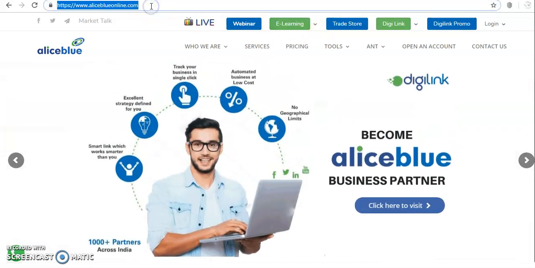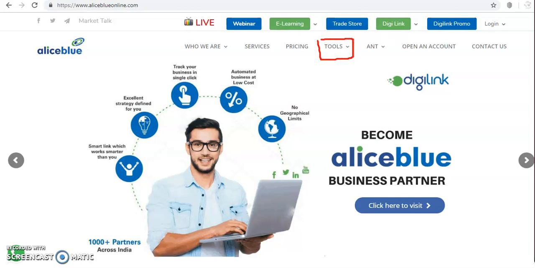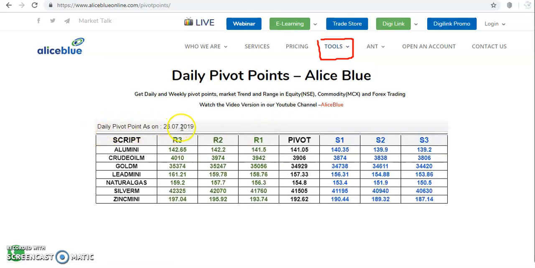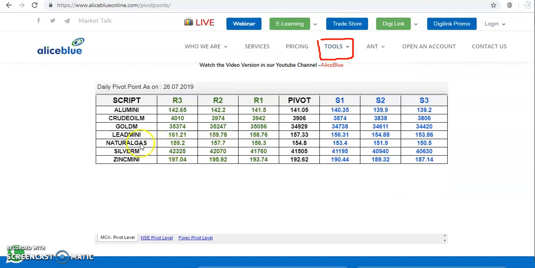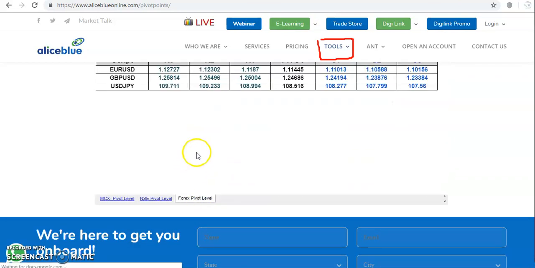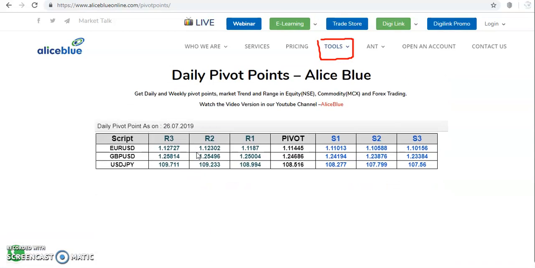This is the LH Blue website. You can see here a tool option. When you click on the tool option, you will see pivot point there. So this is the pivot point, and every day we are updating our pivot point. Here we can see today's daily pivot point, 26/7/19. This is the MCX pivot point, and we are putting here the pivot point, R1, R2, R3, S1, S2, S3, and this is NSE, and this is Forex.